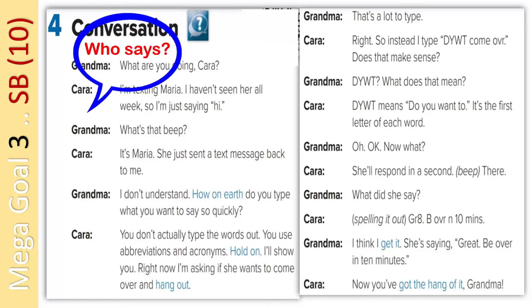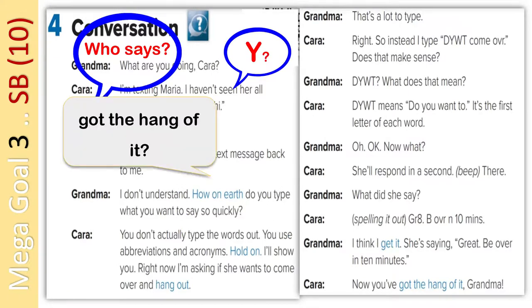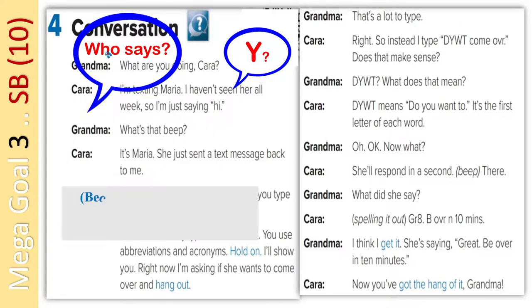Another question. Who says got the hang of it? Got the hang. طبعا الترجمة الحرفية حتكون خاطئة هنا بمعنى يتقن المعنى الحقيقي. أما الحرفي كأنك تقول حصلت على مسكته. يعني كأنك مسكت الشيء. كأنك تقول والله كأنك عرفت له خلاص. تمكنت منه. Got the hang of it. Who said that? It was Kara.